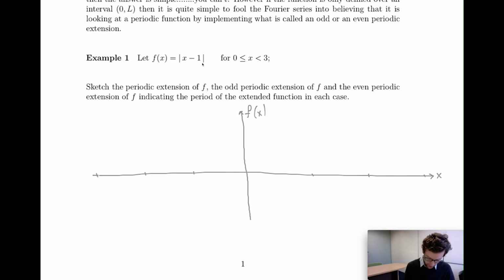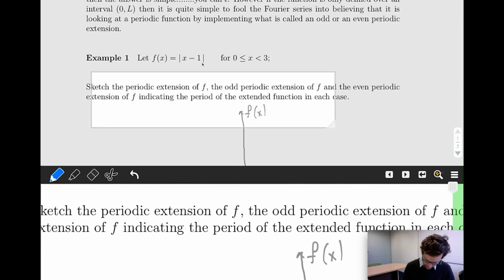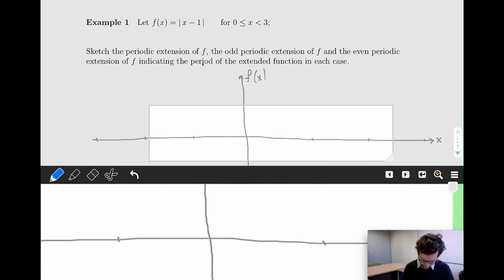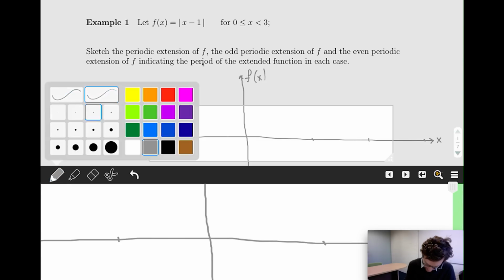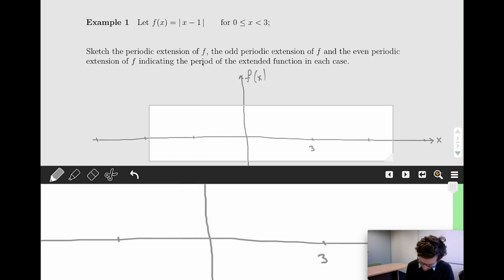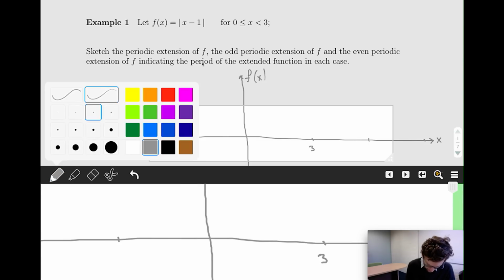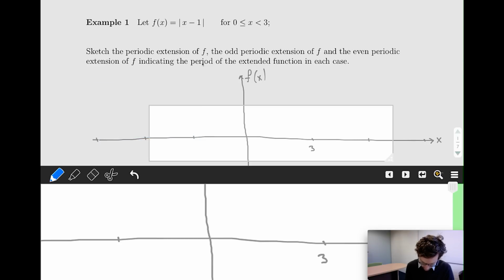So between 0 and 3, we've got f of x is equal to the absolute value of x minus 1. So you can see that it's going to be a positive number, and it's going to change at the value 1. So let's look at the interval 0 to 3. For positive values of x minus 1, this thing is going to do nothing, so it's just going to be the line from 1 to 3.